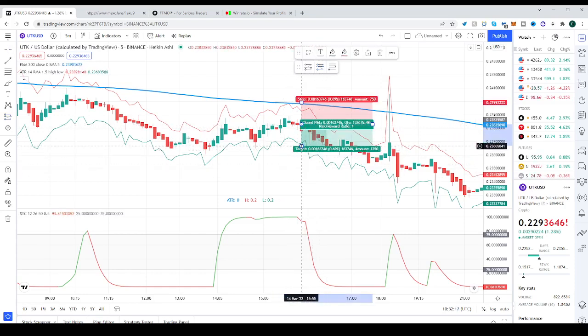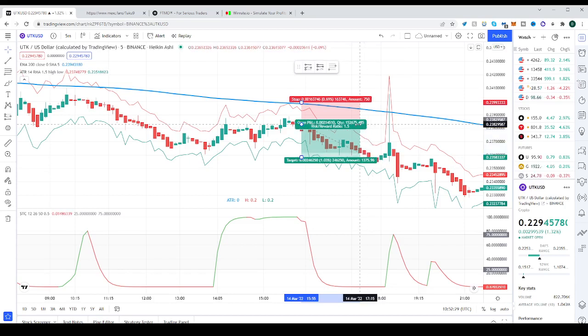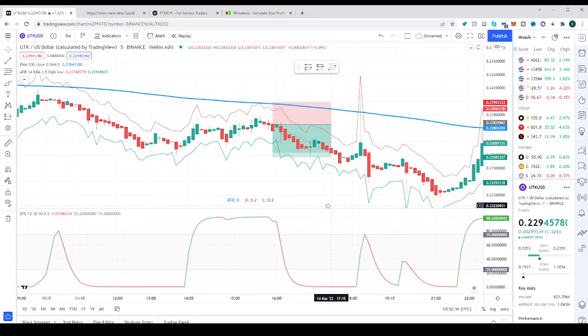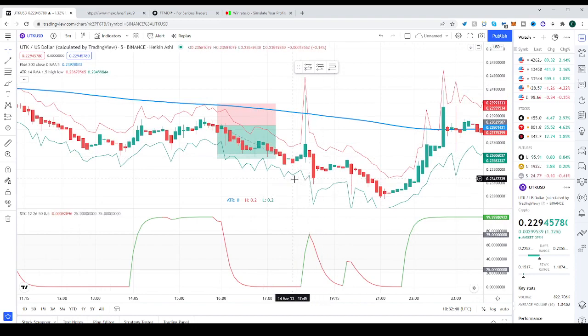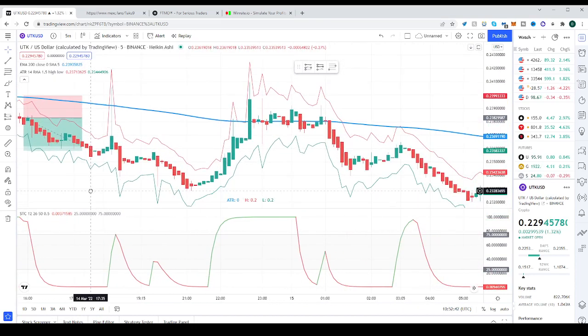I'd go for 1.5 to 1 ratio for my stop loss, and on a shorter time period. And as you can see, it's a possible win here. Okay, let's see further down the road.